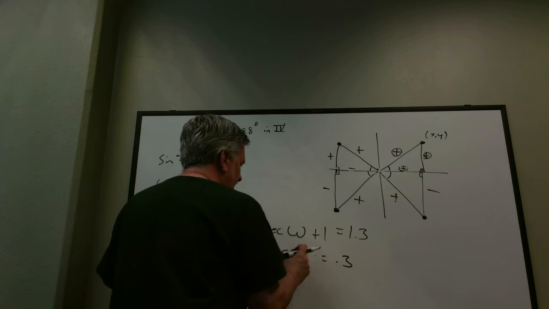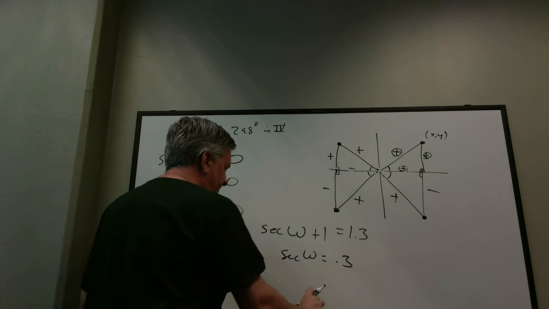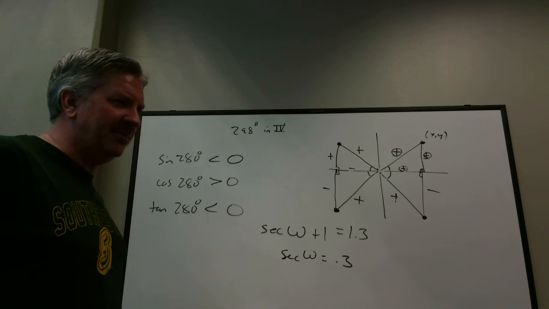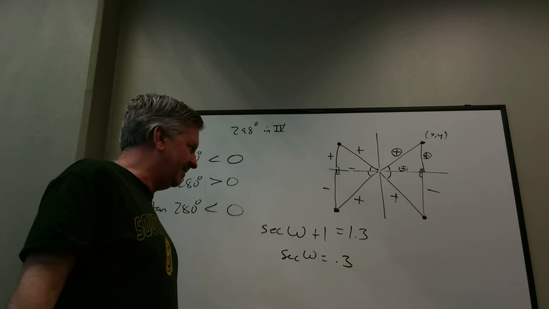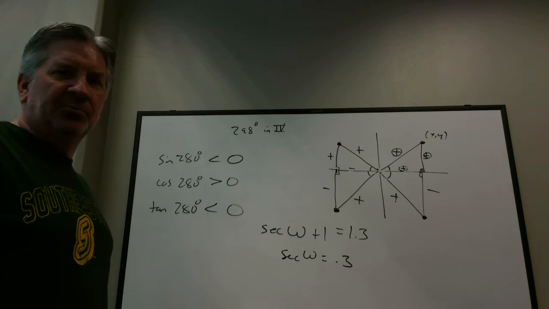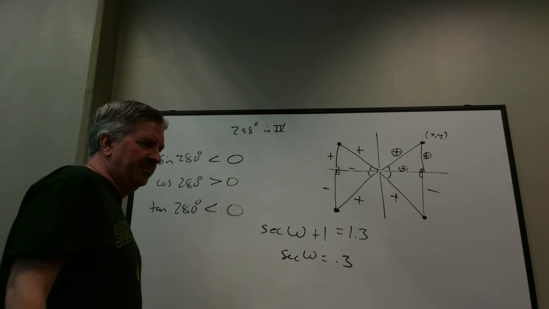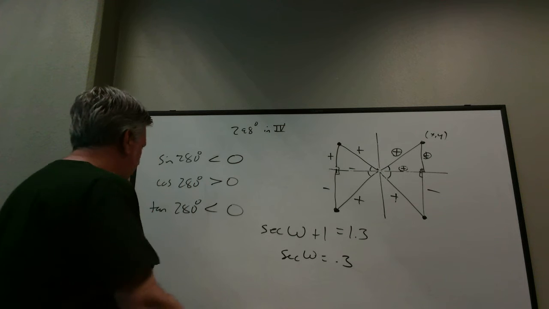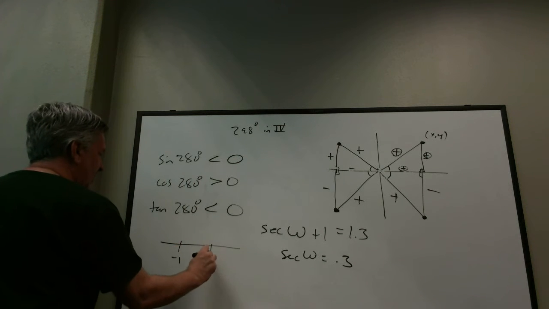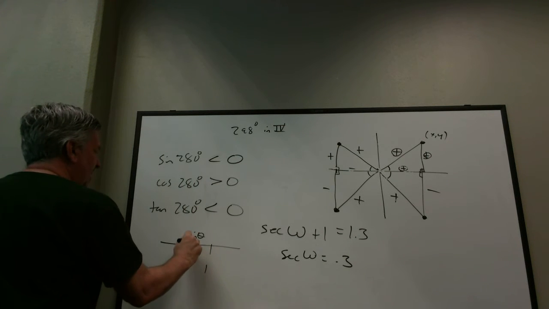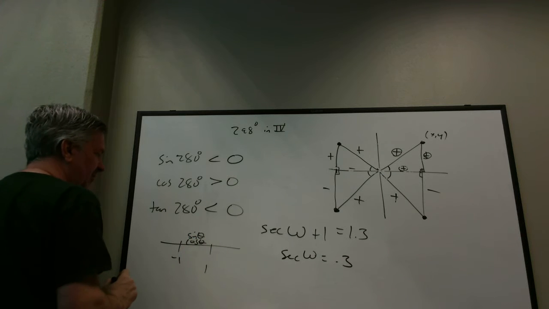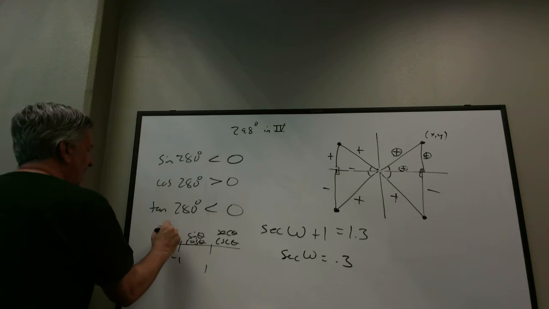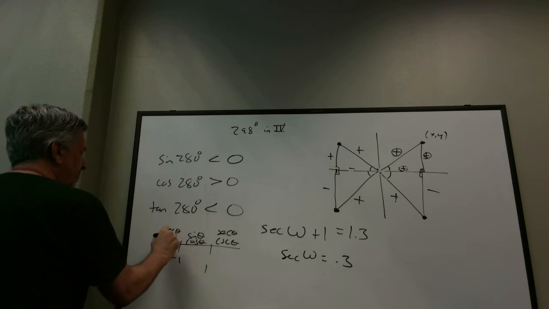That looks more like a W than omega. Okay. So can secant omega be 0.3? Now, what concept is this problem testing? Right? This is testing the ranges of the trig functions. Okay? Can secant of an angle equal 0.3? Well, remember, from my little diagram I did before, sine and cosine were trapped between plus or minus 1. Secant and cosecant theta were outside plus or minus 1.